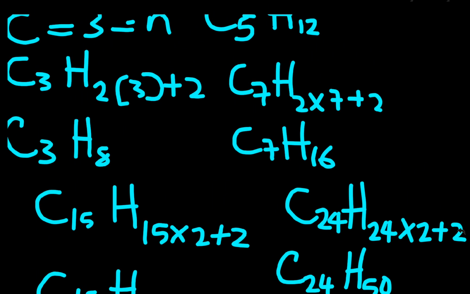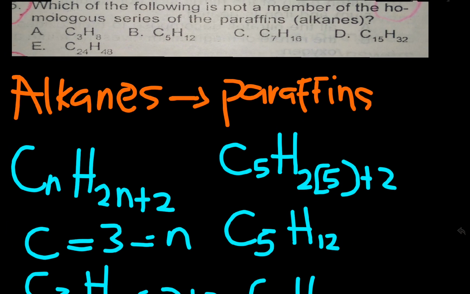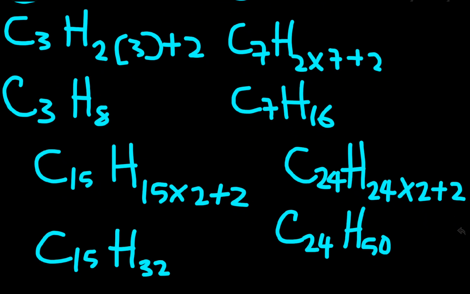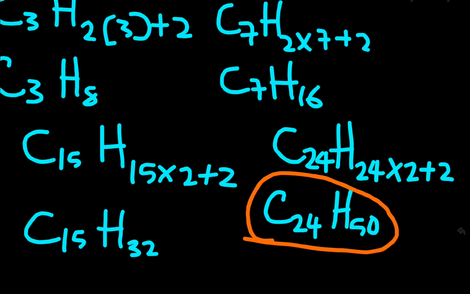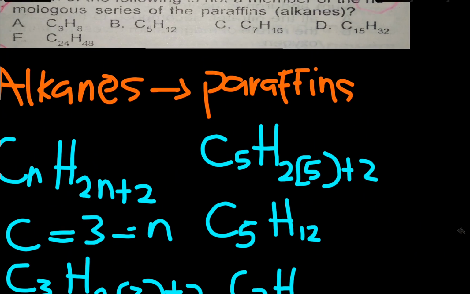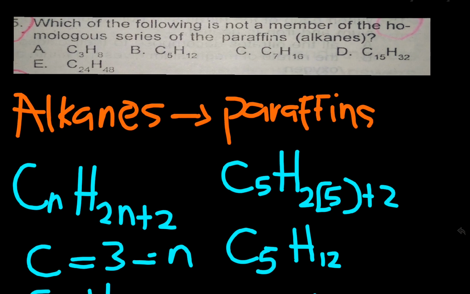Now let's take a look at our question. You would note that C15 is C15H32, which is correct, and E is wrong. E is not paraffin, because it's supposed to be C24H50. Here it's supposed to be C24H50, but the option is actually C24H48, and so that is wrong. So the correct option here, the option that is not a paraffin, is option E.